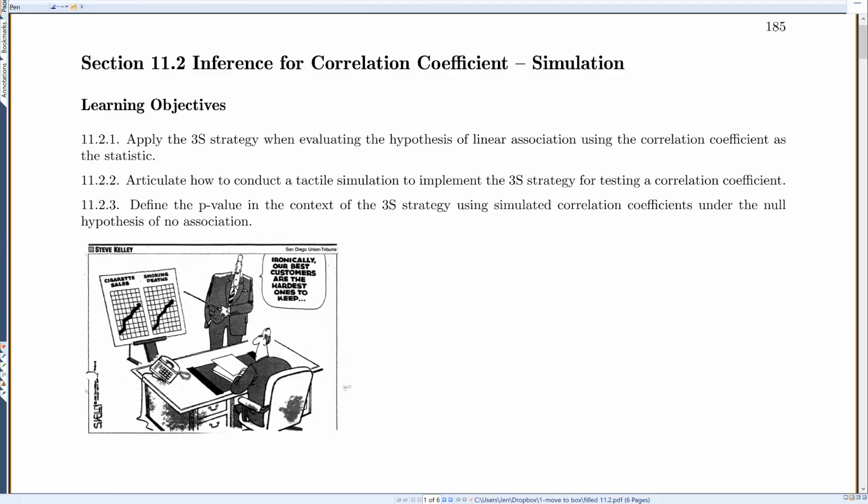This is section 11.2. We're going to talk about how to do inference for a correlation coefficient, and we're going to use the simulation approach. As always, pause and look at the learning objectives.